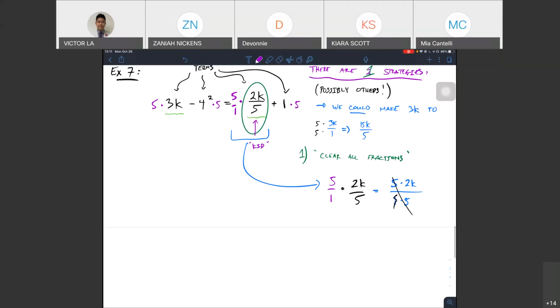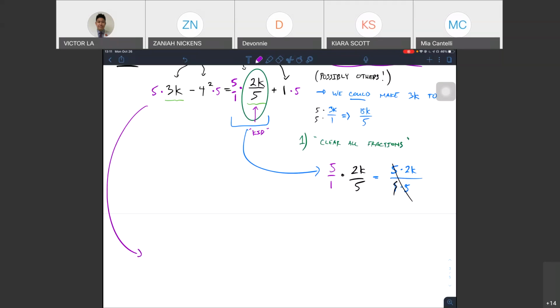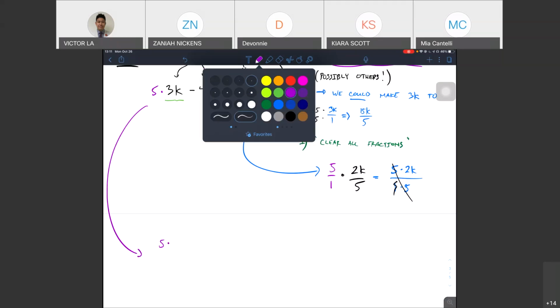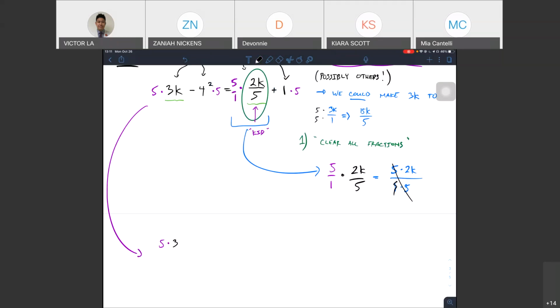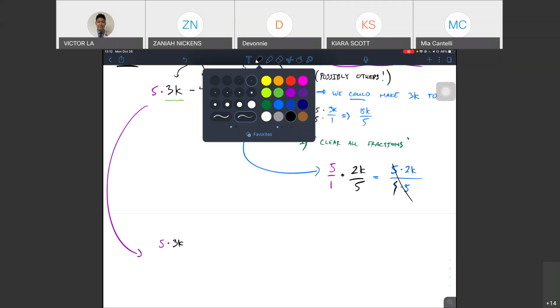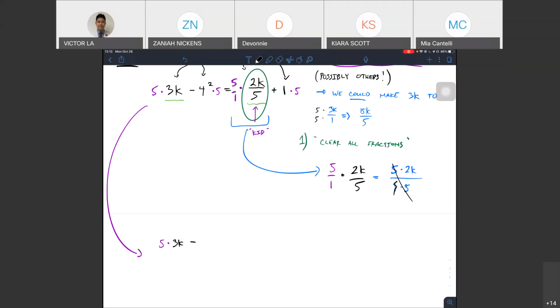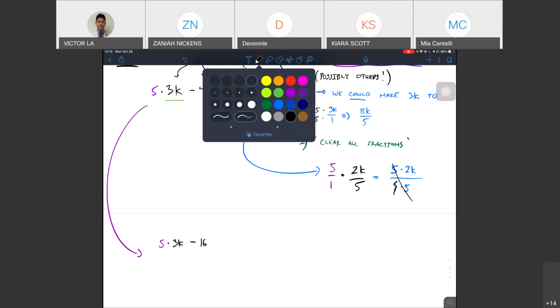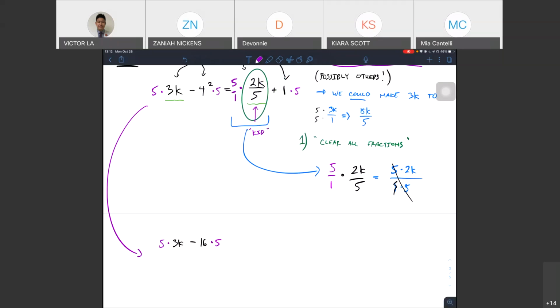So then what that means is we're left with 5 times k, minus 4 squared, which is 16, times 5, equals, doing a little bit of simplification on the way, 2k, because the 5's disappeared, plus 1 times 5.